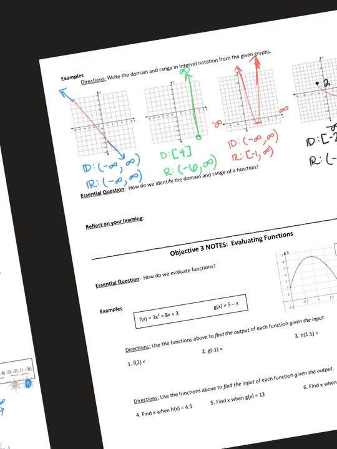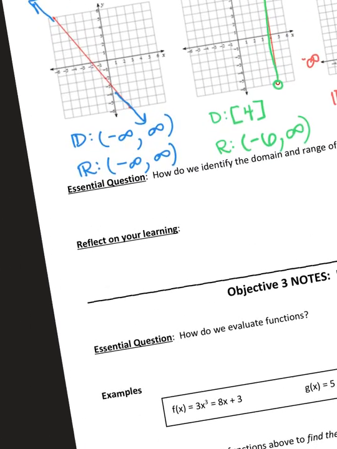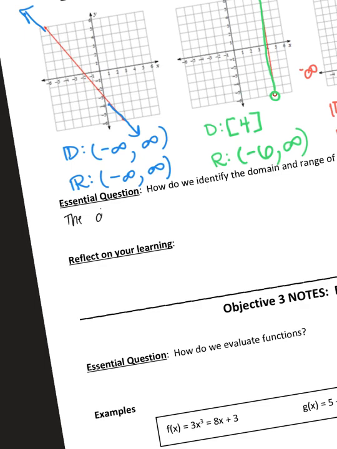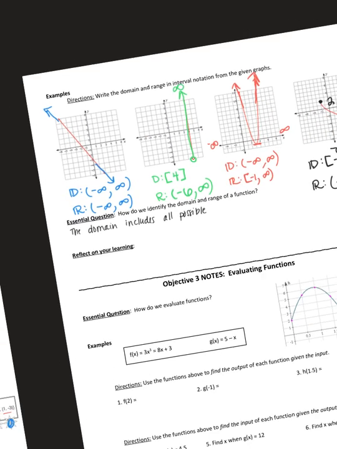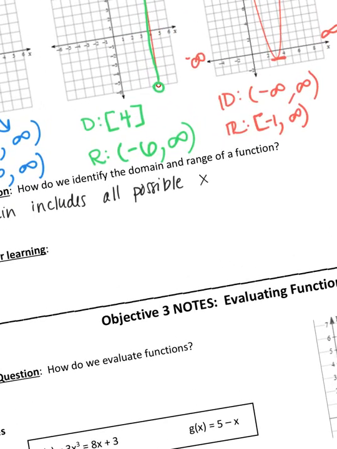Okay, so how is it that we identify the domain and range of a function? We identify the domain and range of a function by looking at all of the possible x values and y values. So the domain includes all possible x values and the range includes all possible y values.